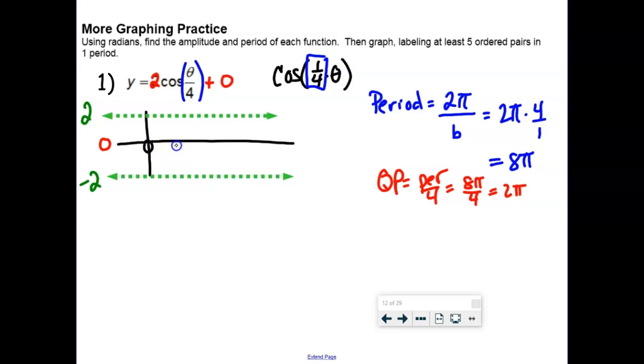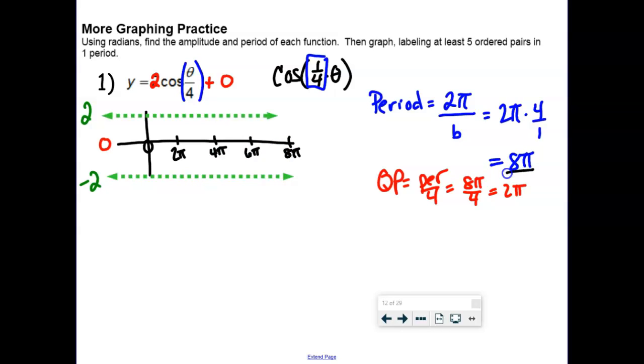So here's 0, and then I'm going to count 1, 2, 3, 4 more, counting by 2 pi. So we have 2 pi. What's next? 4 pi, then 6 pi, and look at that. We ended at 8 pi, which is where you should end because that's the length of the period.